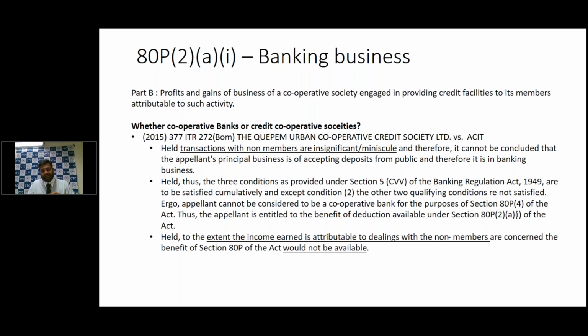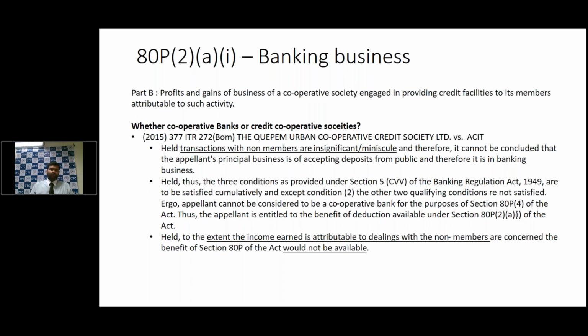However, in the parting part of the judgment, they state that to the extent of income earned which is attributable to dealing with the non-members, no benefit of Section 80P would be available. So this is an important judgment, wherein the Bombay High Court has held that though the cooperative society is engaged in transactions with non-members, deduction under Section 80P(2)(a)(i) cannot be denied because it is not a cooperative bank, and that only a proportionate part of income which they have earned while dealing with the members would be eligible for deduction under Section 80P.